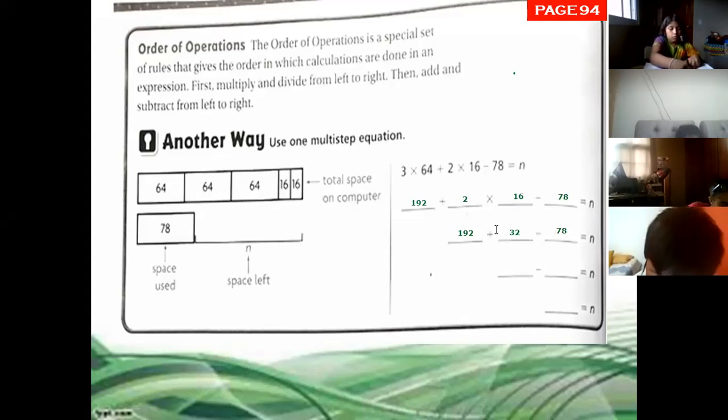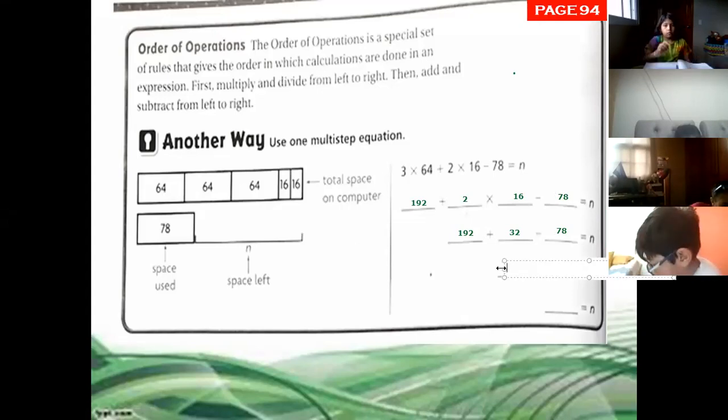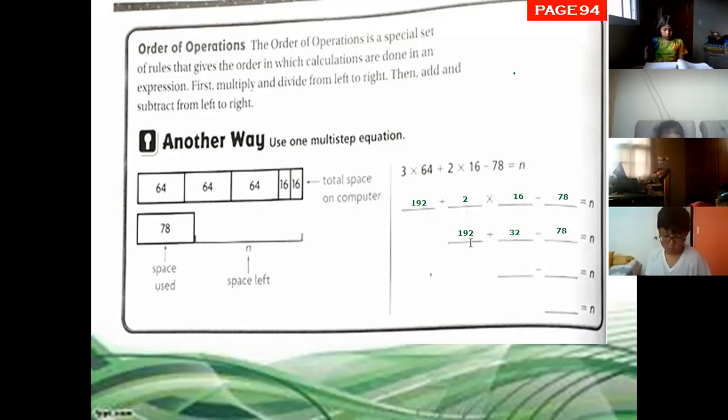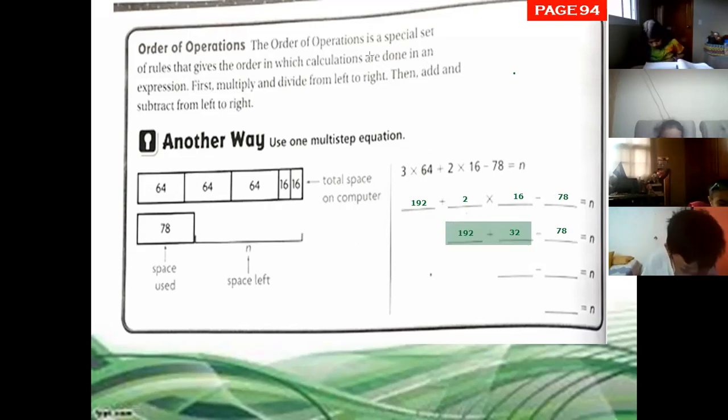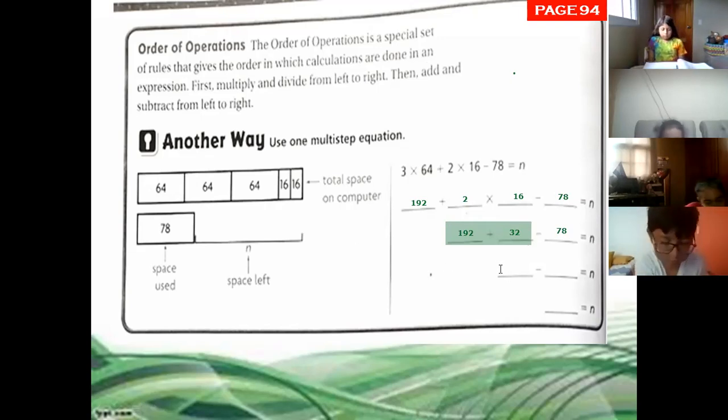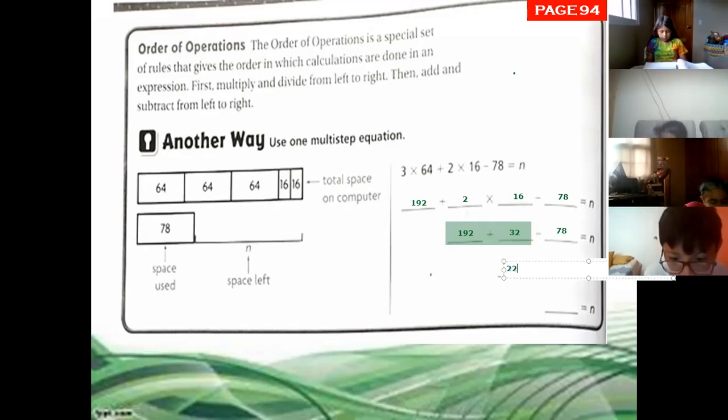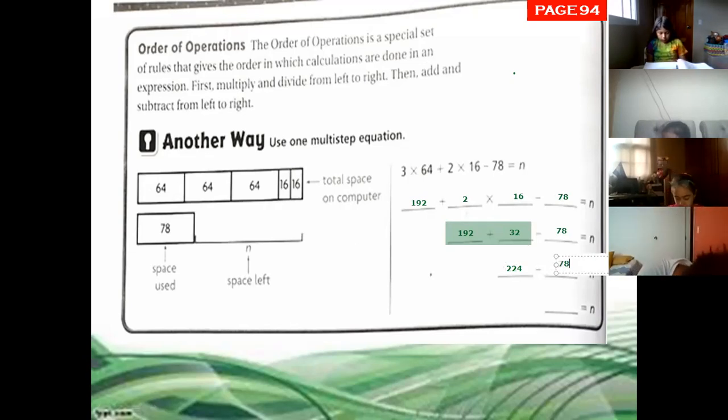When I make an addition of 192 plus 32, when you make 192 plus these two, plus these two, it is 224, and then I subtract 78, right? Yes. And what is my final product? 146.